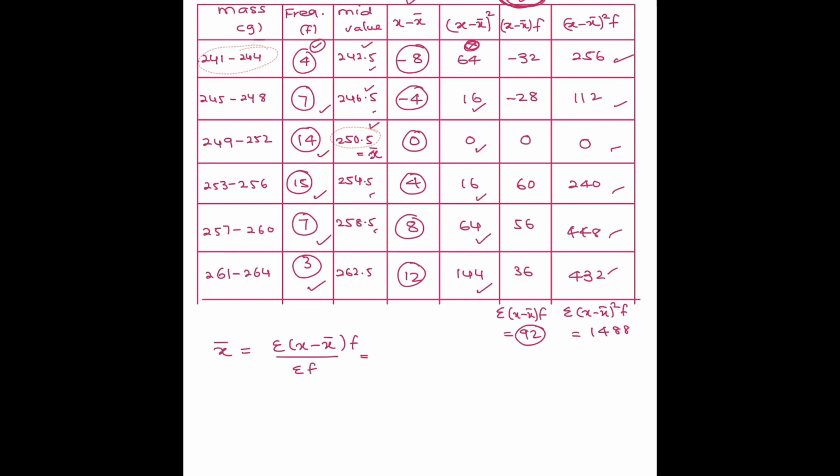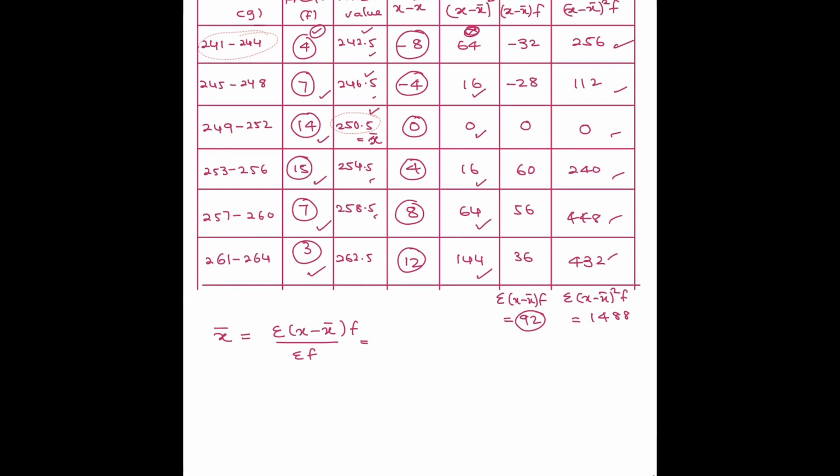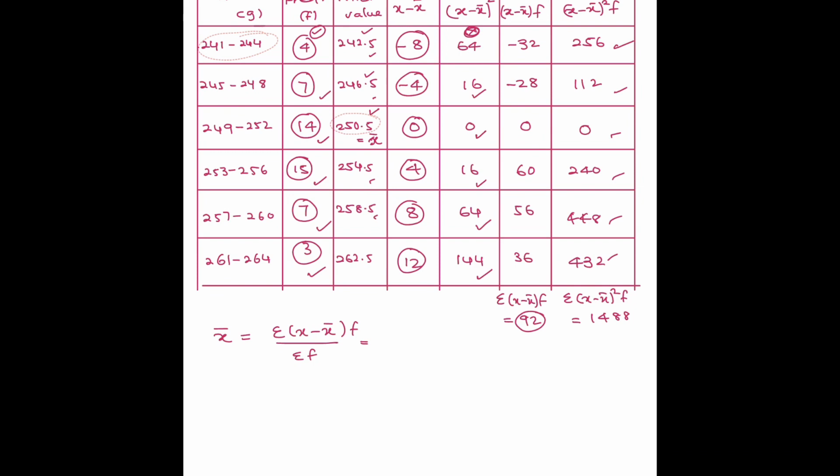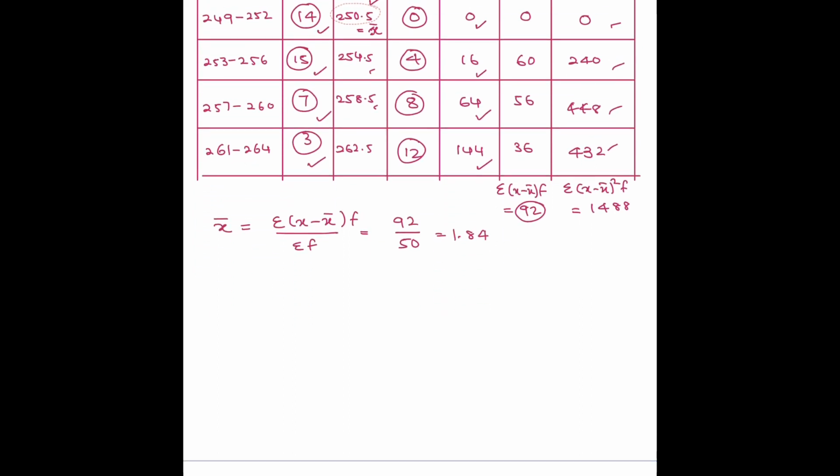That's why the first table I wrote is x minus x bar, then x minus x bar squared, then x minus x bar times f. You don't have to do it. This is the method that the book shows. You can do it without it. I'll teach you that method again after this. Let me finish with this. So this is 92 over the sum of frequencies, 50. There are 50 values, 1.84.